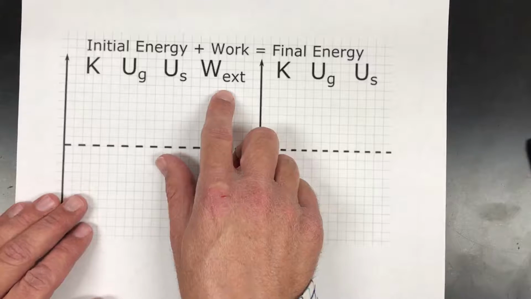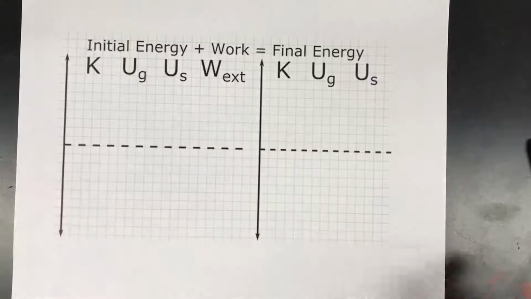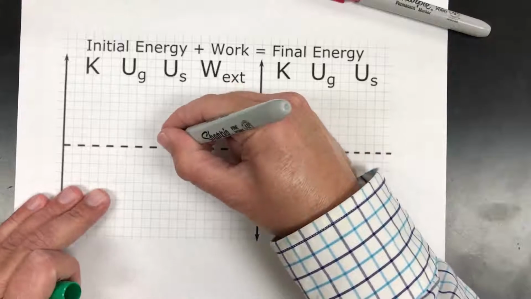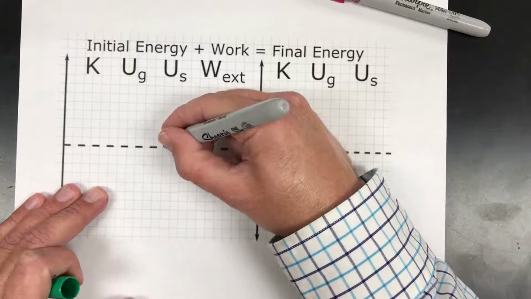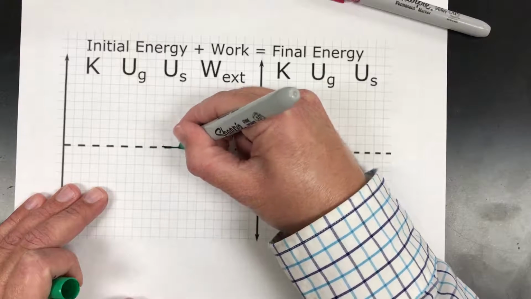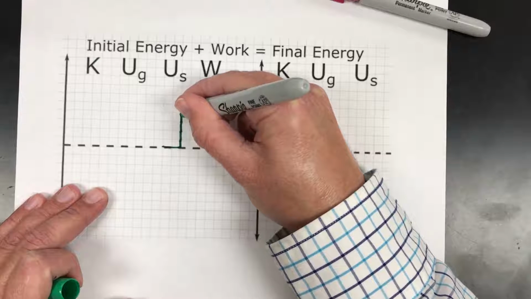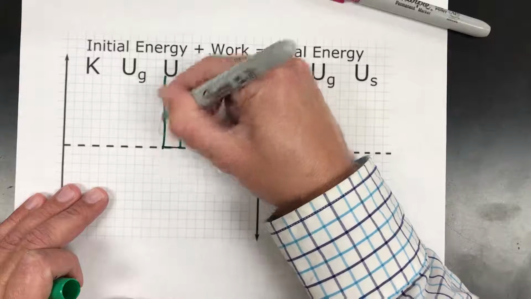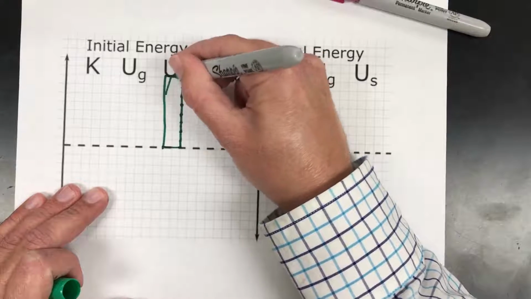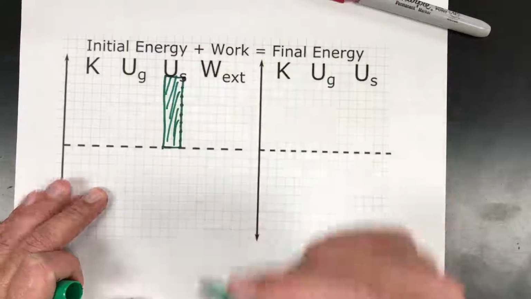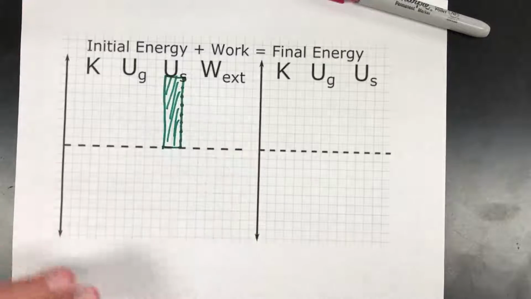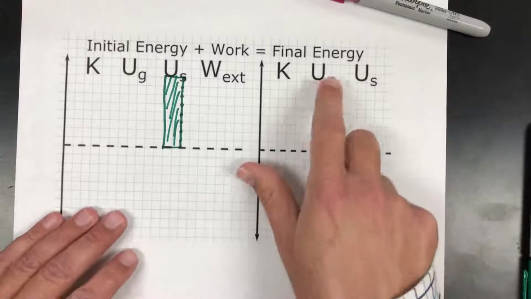No work was done on the system, so we don't have to worry about that, but we did have spring energy. Now, again, this is arbitrary, but I'm going to draw mine as 2 wide and 1, 2, 3, 4, 5, 6, 7, 8 tall. Part of this is just because I have worked through it already and know what's going to be an easy number to deal with. So 8 tall there.